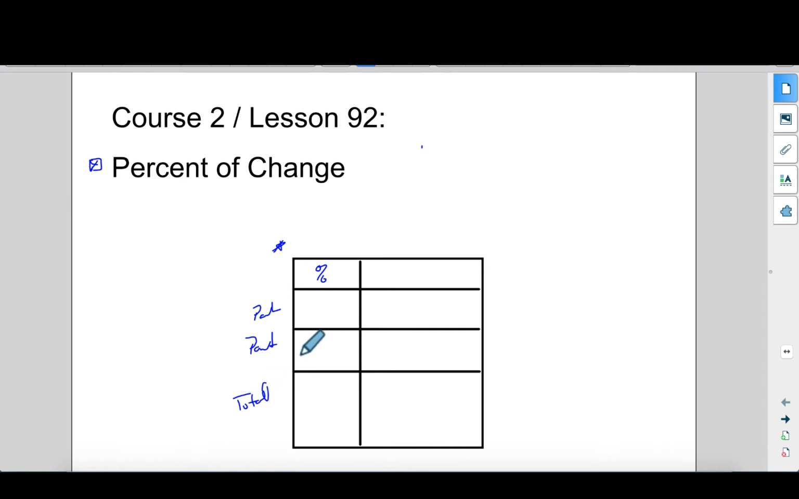Now when we think about total, the total of a percent is always 100%. So for instance, if we have 70 as part and we don't know what this one is, we can just do the subtraction of 100 minus 70 and we can come up with 30% for our other part. That's kind of how we work with this. So as we consider this, let's just put 100% down here and look at this.